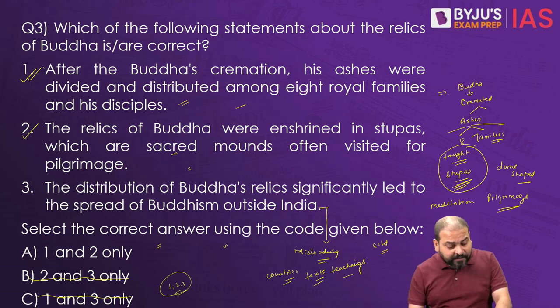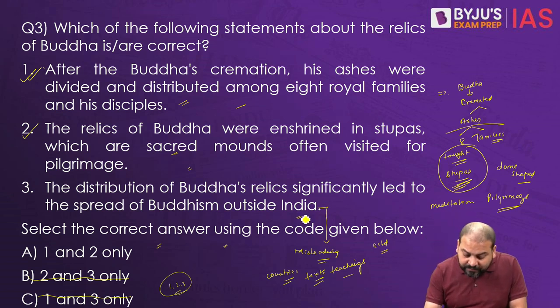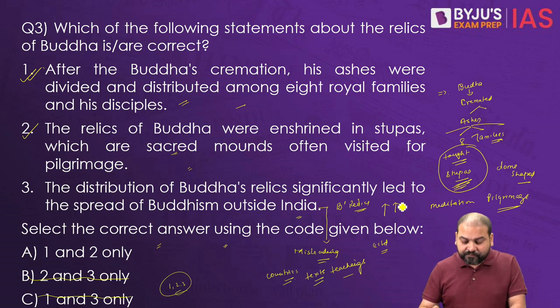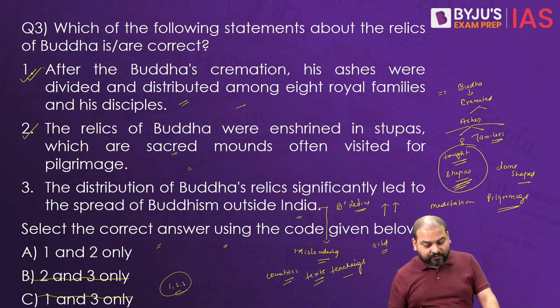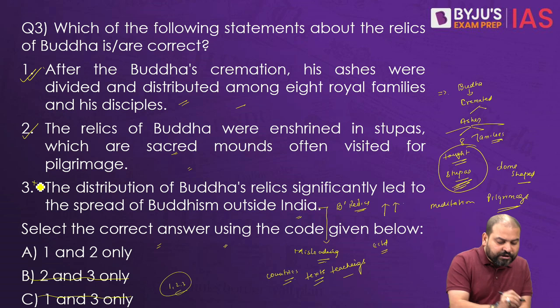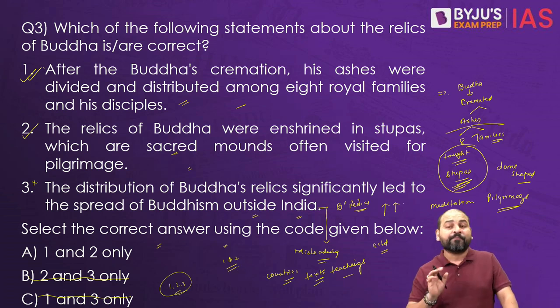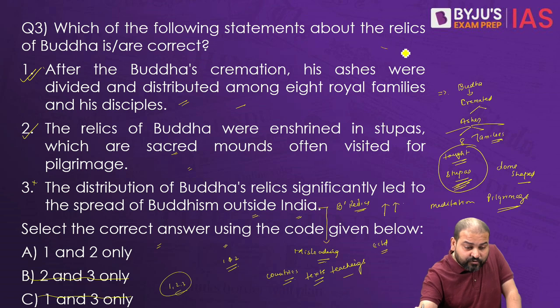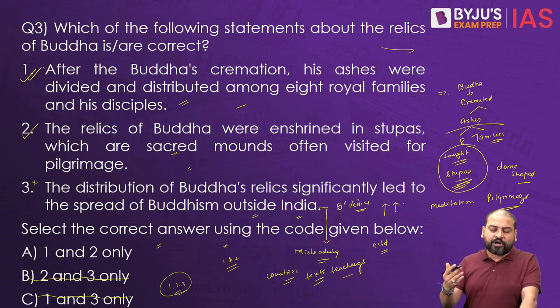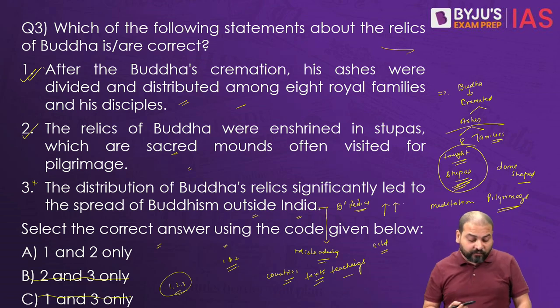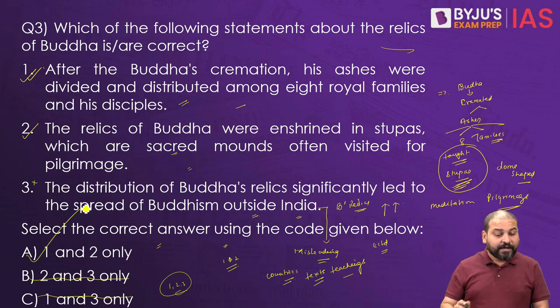So directly, there is no direct evidence that Buddha's relics led to spread of Buddhism. That cannot be directly said. So, in my opinion, the third point has to be a wrong point here, and that's why the statement 1 and 2 would be correct, because with regards to relics of Buddha, directly did not lead to spread of Buddhism outside India. So the answer here is A.